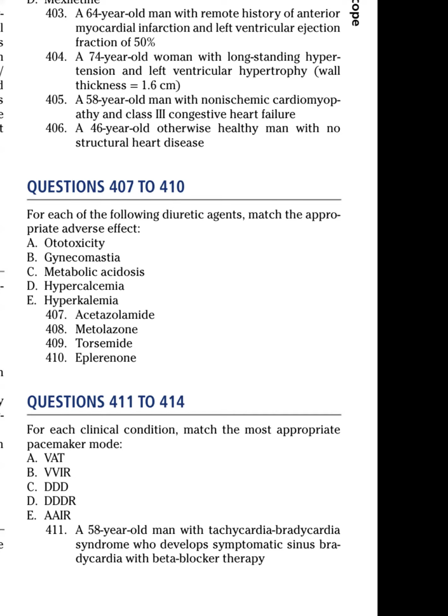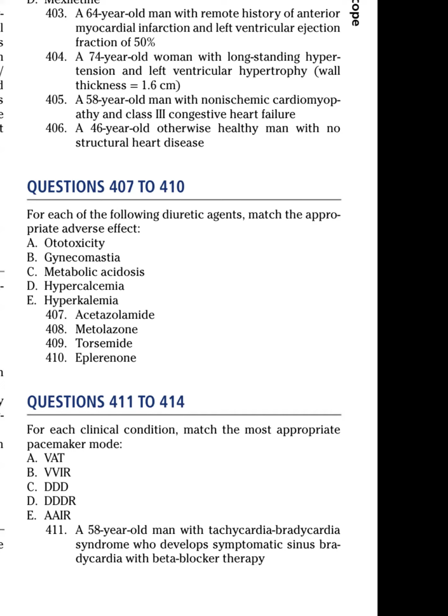Hello, Dr. Adeyanju. Torsemide, actually, all loop diuretics cause ototoxicity. Furosemide, torsemide, bumetanide. Furosemide has the highest risk of causing ototoxicity, I think followed by bumetanide, then torsemide or something. But they are known to cause ototoxicity.